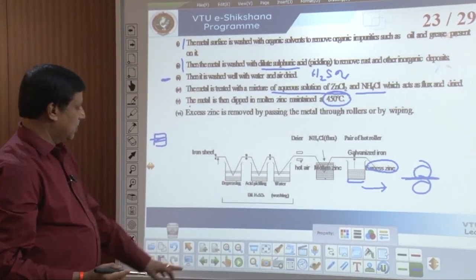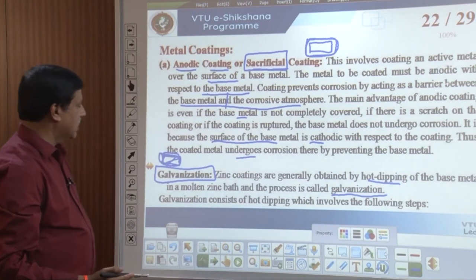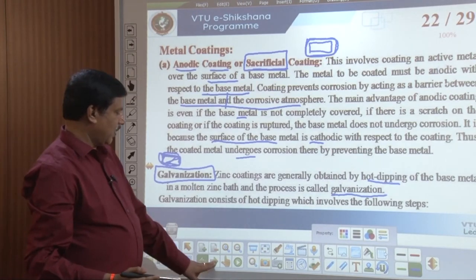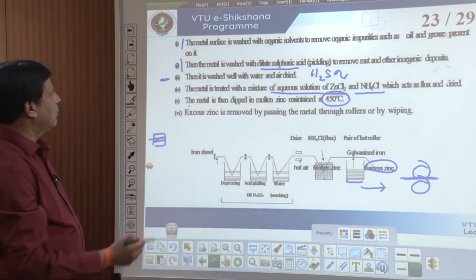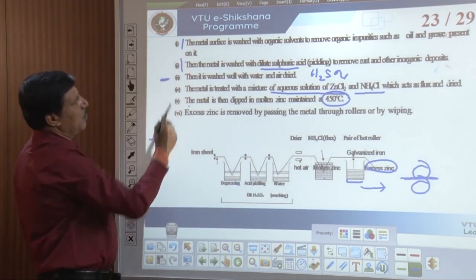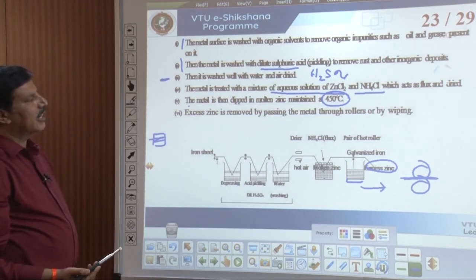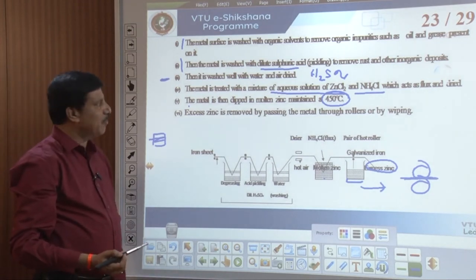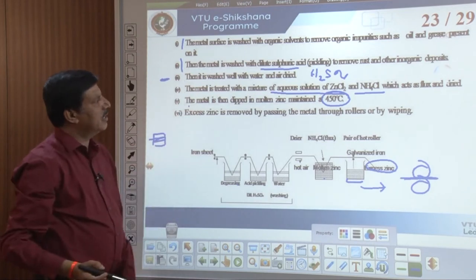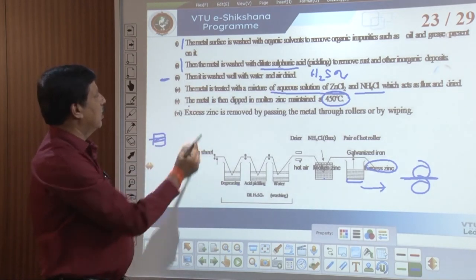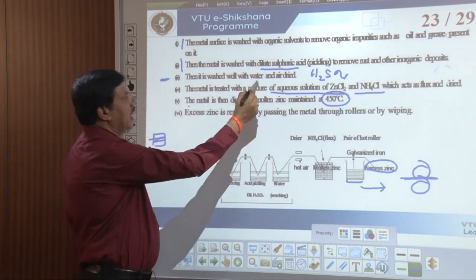These are all the steps of galvanization. Galvanization consists of hot dipping, which involves the following five steps. First, cleaning: the surface has to be washed with organic solvent or alkali, using emery paper or acetone. Then you have to remove the dirt by dipping in sulfuric acid, and then wash with water properly and dry it.